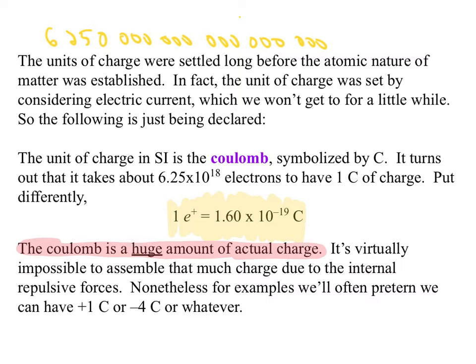Nonetheless, for examples that we'll use, we'll often pretend that we can have something like plus 1 coulomb or minus 4 coulombs or whatever. In other words, we'll often take huge numbers just to make it easy to talk about. Textbooks are usually a little better about this, to be fairer than I am, and they will often just talk about having like 6 microcoulomb. But then you gotta carry around the extra micro, and it's a little annoying.